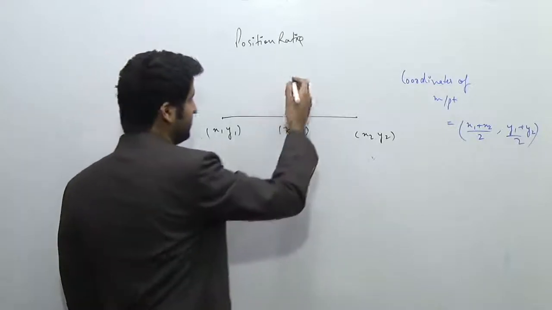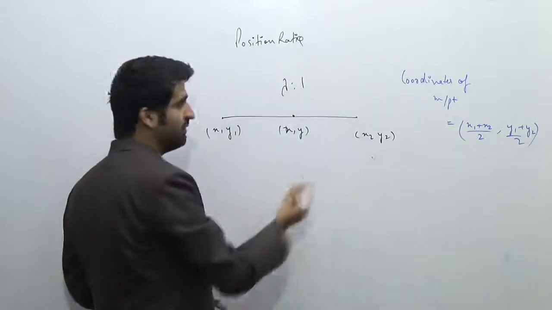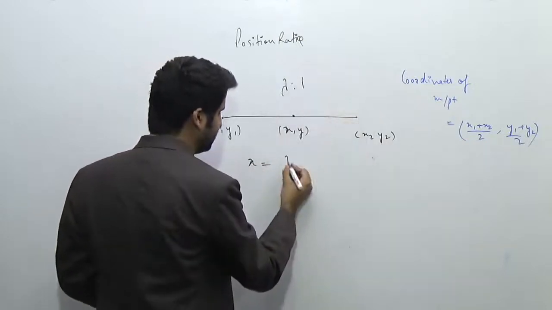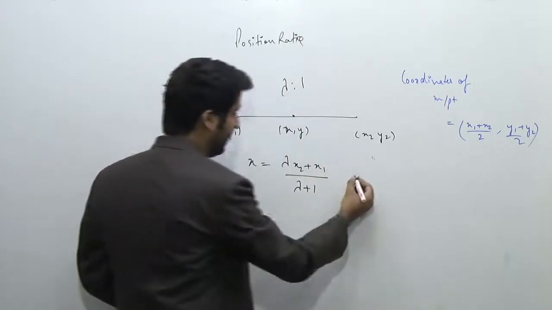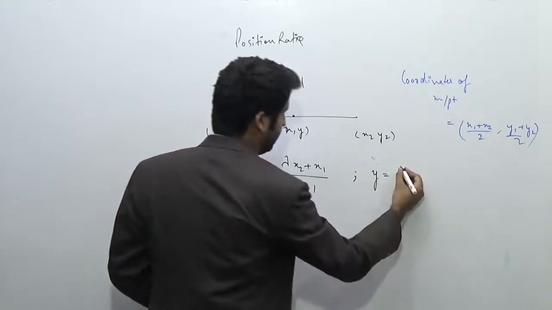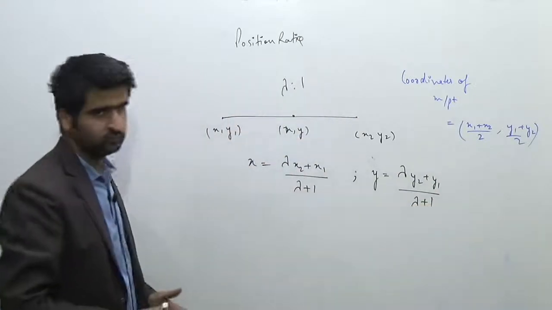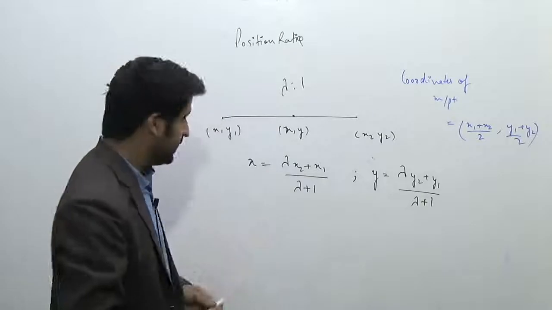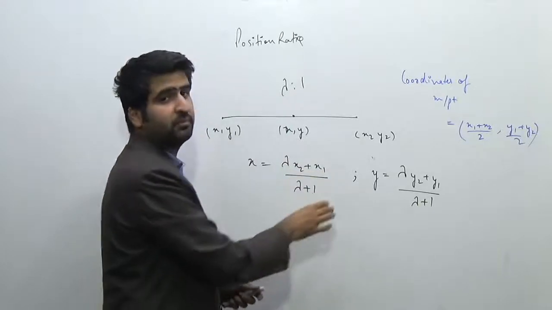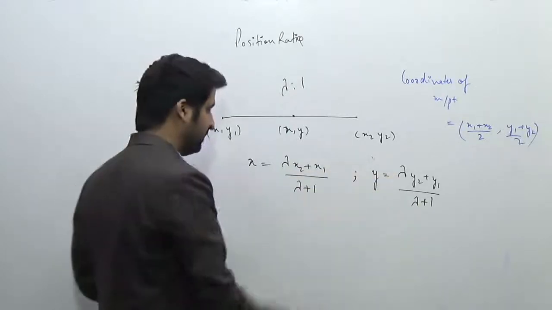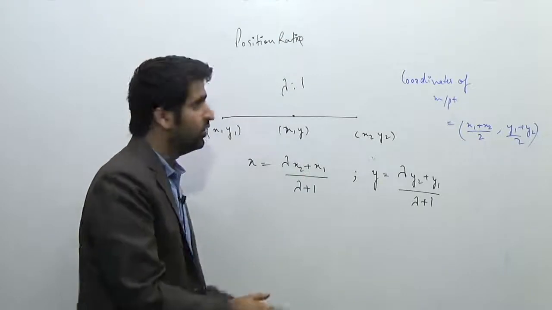Now we can avoid this by just assuming this ratio as lambda is to 1. So the formula will become x is equal to lambda times x2 plus x1 upon lambda plus 1, and similarly y is equal to lambda times y2 plus y1 upon lambda plus 1. Now what is the use of this? If we use the formula m ratio n, we would have 2 variables here, m x2 plus n x1 upon m plus n. We'll get 2 equations in 2 variables, but from here we can get the answer in half the time. We just need to find the value of lambda.